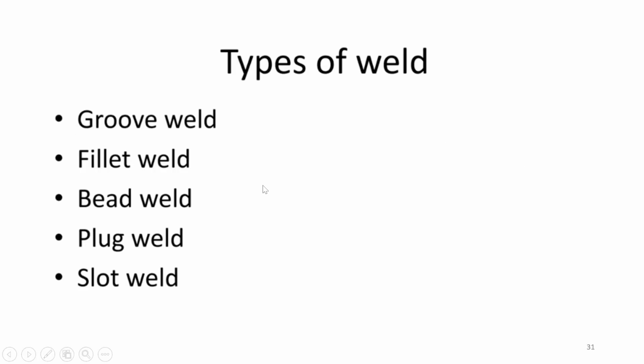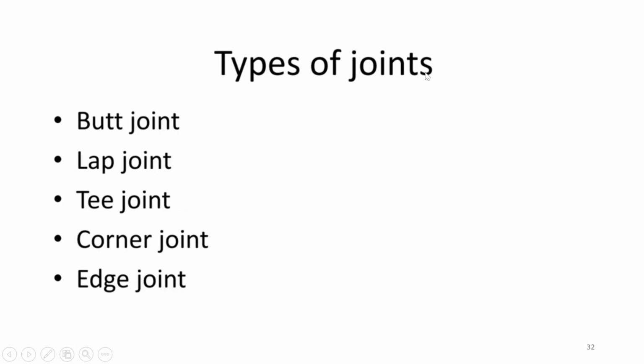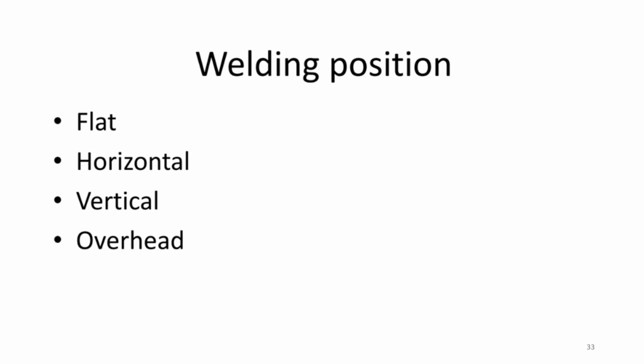Now these are various types of welds: groove weld, fillet weld, bead weld, plug weld and slot weld. And these are various types of joints based on the shapes of the initial geometry: butt joint, lap joint, T joint, corner joint, edge joint. And welding position can be flat, horizontal, vertical and overhead.